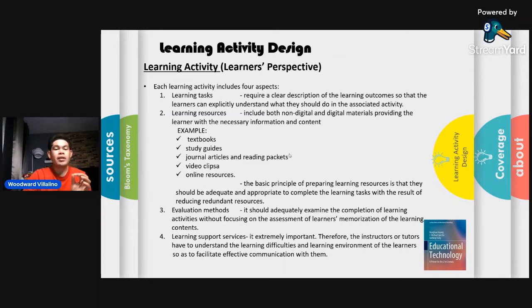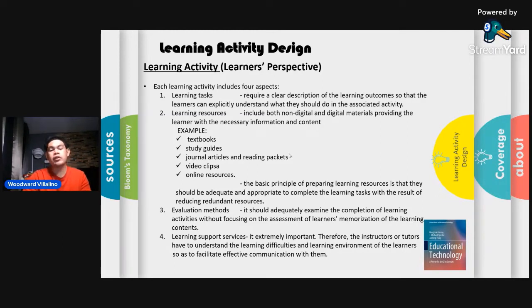So for the learning resources as well, the basic principle of preparing them is that they should be adequate and appropriate to complete the learning task, with the result of reducing redundant resources. It is important that we reduce or totally avoid redundant resources. So we must try to evaluate every now and then if our resources are not repeating.